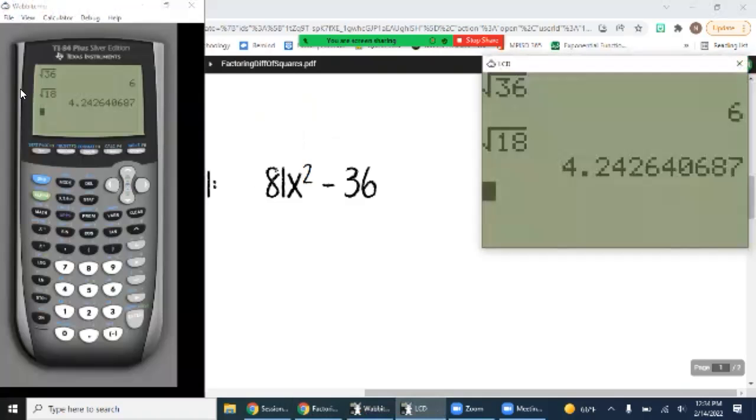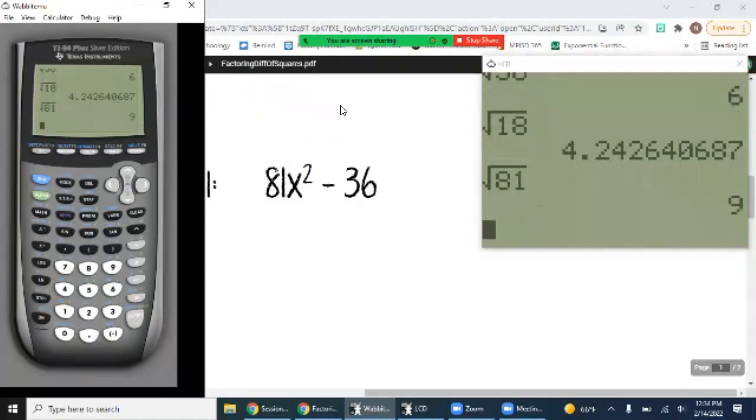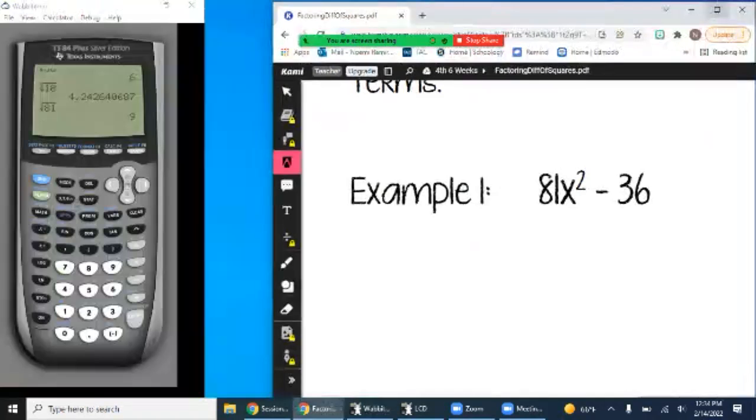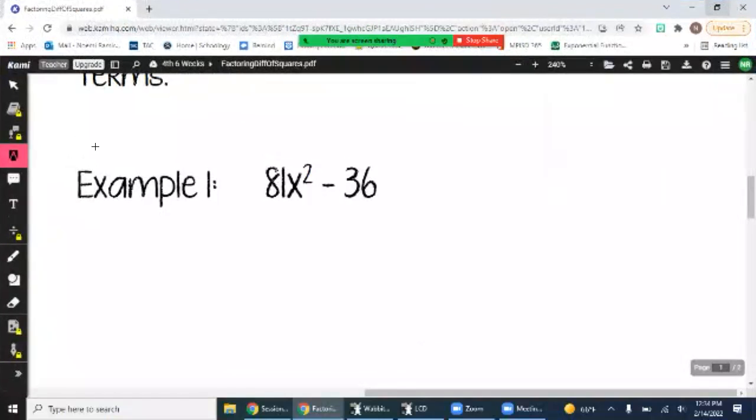Correct. If I take the square root of 81, we get a perfect square. We get a perfect whole number. So that means I can continue. I don't have to check for the greatest common factor, okay? So I'm going to take the square root of both terms.